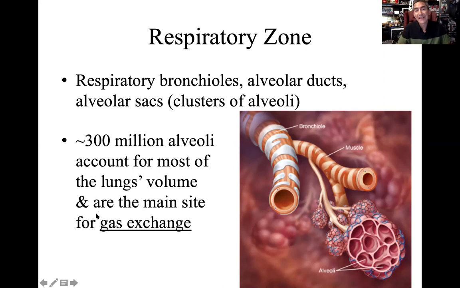So over 300 million alveoli account for most of the lung's volume and are the main site for gas exchange. So this is where we now take the air that's been in the atmosphere down into the body. Now we get to move it into the blood at this point. So this is going to be the site of our external respiration.